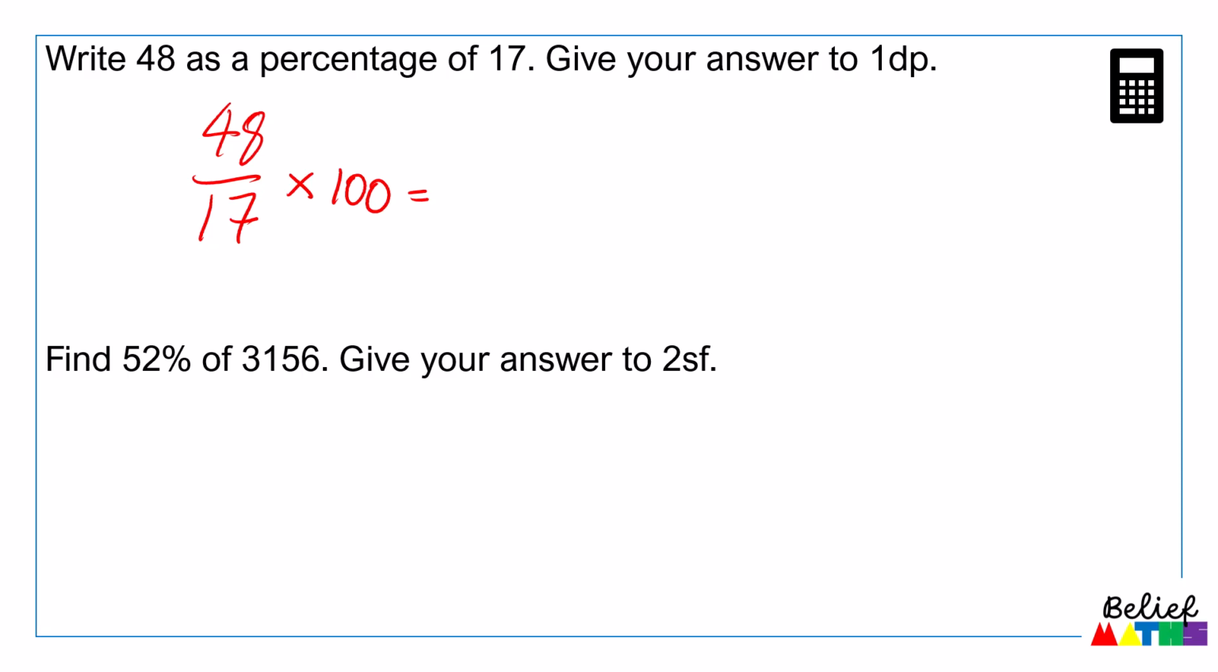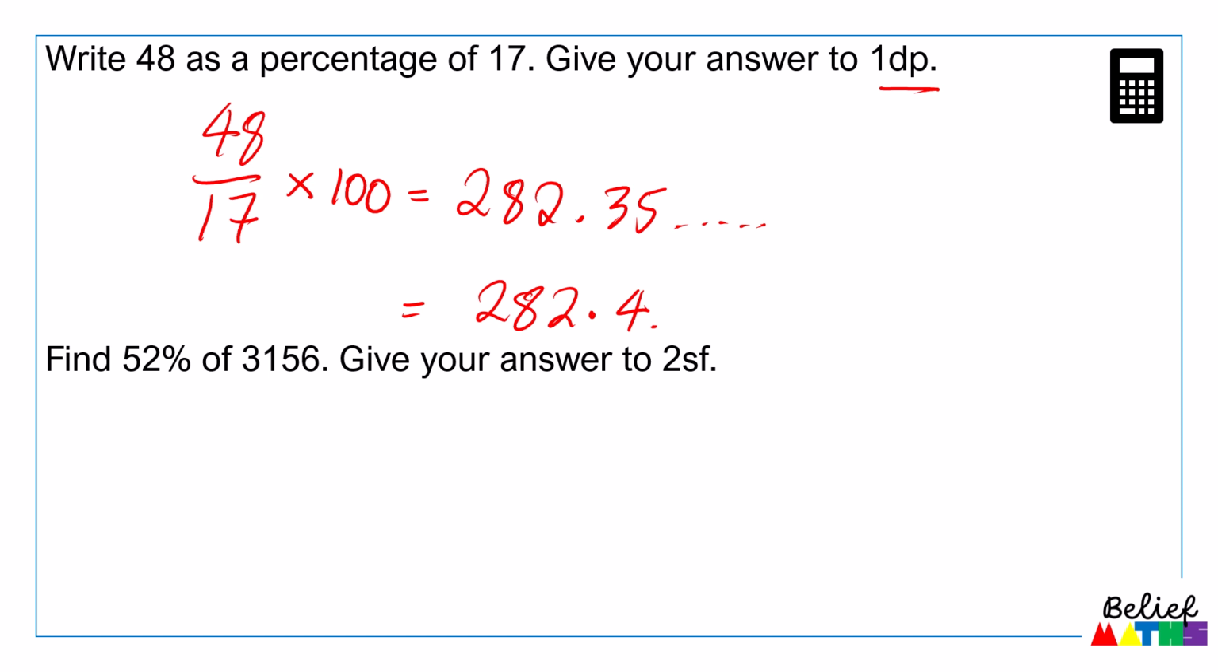If we do that in our calculator, it gives us 282.35, and it continues on. Now rounding that to one decimal place as we were asked is 282.4. So our final answer, 282.4. In the second one, it asks us to find 52% of 3,156 and give your answer to two significant figures.